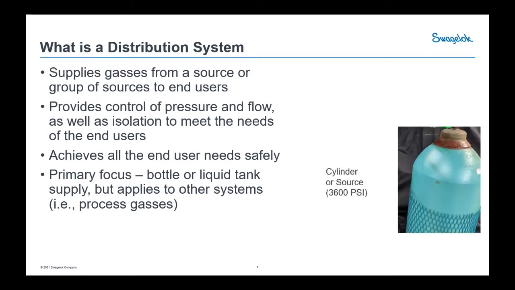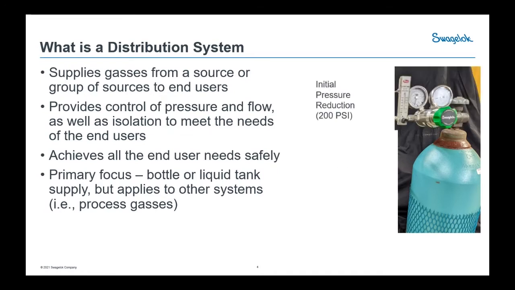So here is our source, a cylinder of 3,600 PSI, we'll say nitrogen. And just as an aside, this presentation is going to mostly cover bottle and liquid tank supplies, but a lot of what we discuss also applies for process gases and other systems. So out of our cylinder, we're going to go into our initial pressure control. I'm going to use that regulator there to drop the 3,600 PSI down to 200. Out of the regulator, you see we have a flow meter here as well to control our flow.